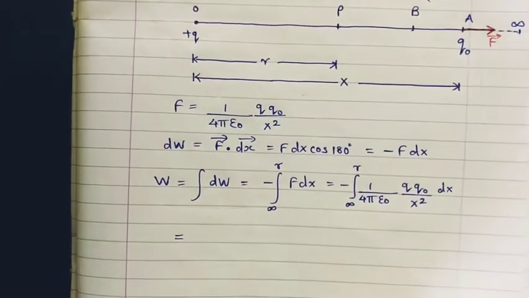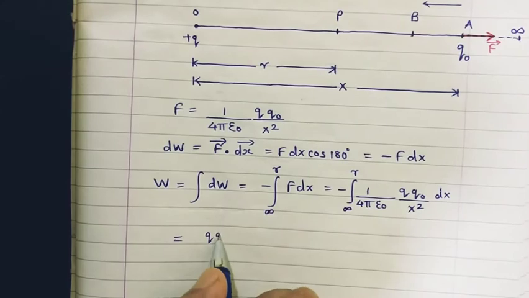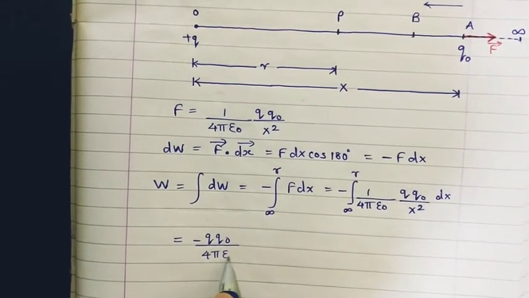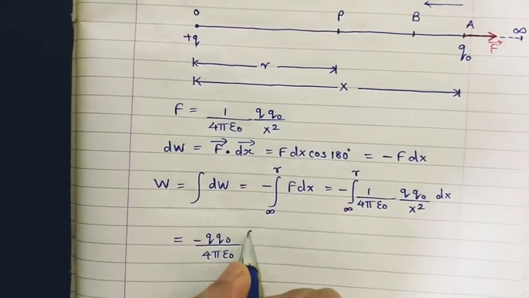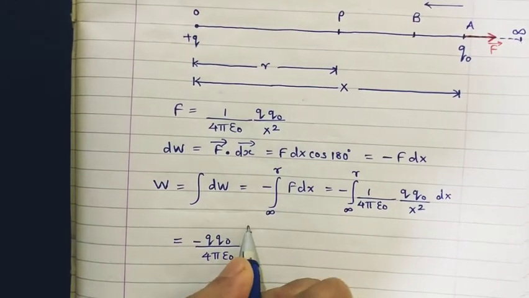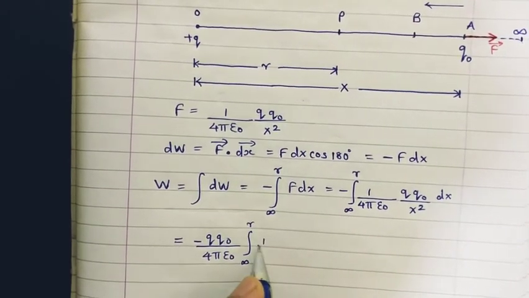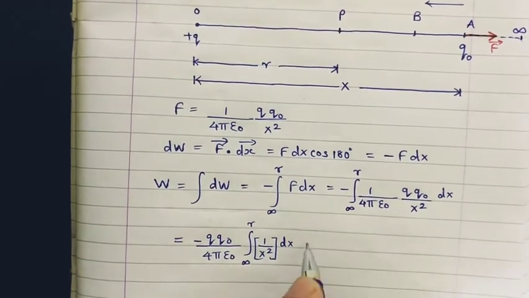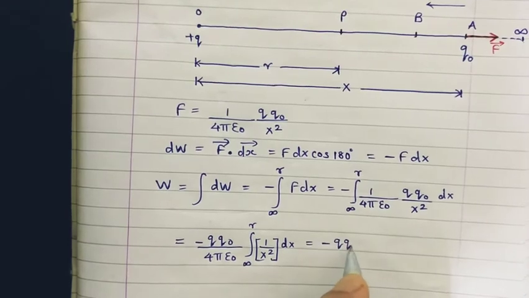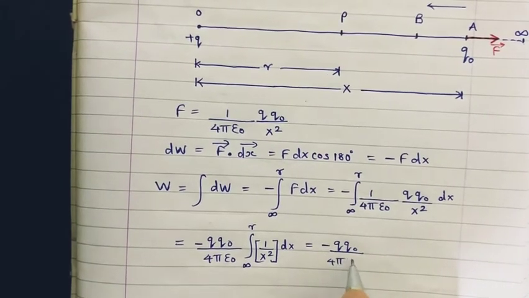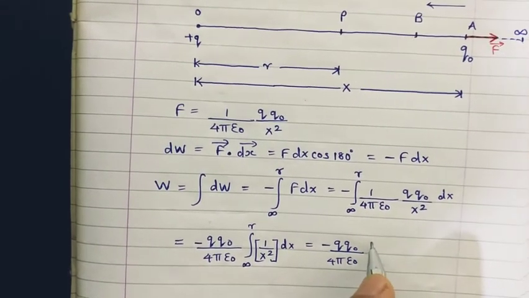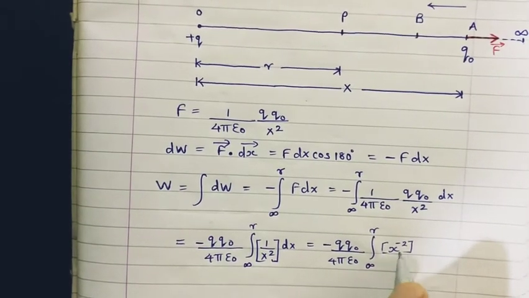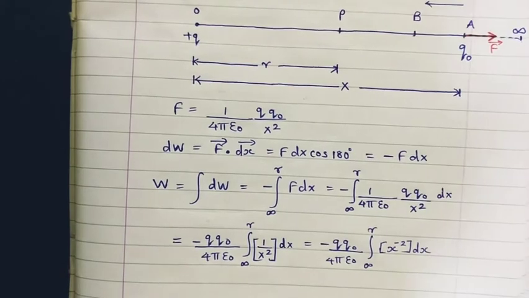Now let us remove all the constant terms out. Which are the constant terms? q q naught is constant, there is a negative sign outside, and 4 pi epsilon naught is again a constant. What would remain inside? Integration from infinity to r of 1 upon x square into dx. This can also be written as minus q into q naught upon 4 pi epsilon naught, integral from infinity to r of x raised to minus 2 into dx, for simplicity.